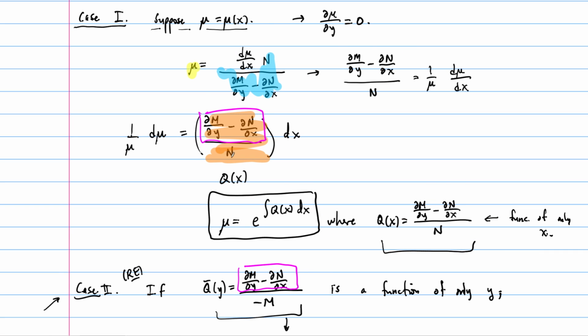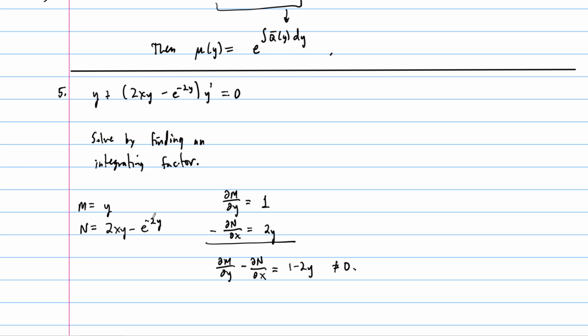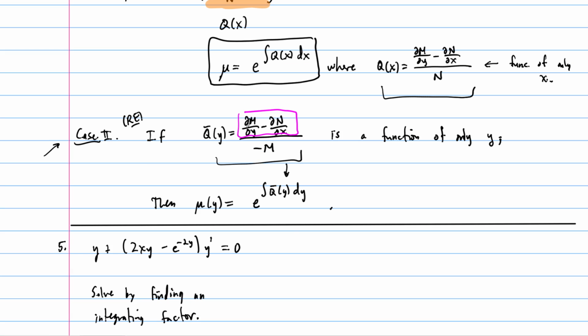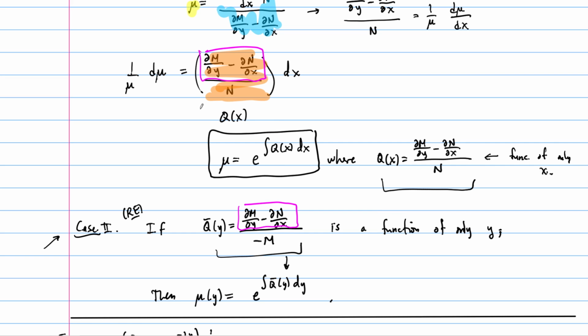If we want this to be a function of just x, well, N has x, but it also has y. It's not going to cancel this. It's going to be a little bit complicated. Maybe we could do some simplification, but honestly, with the e to the minus 2y, it's probably not going to work. The other one, though, Q hat, is divided by minus M, and that one is just y, so it'll be just minus y. And this is already a function of just y, so this looks good. So let's use that.